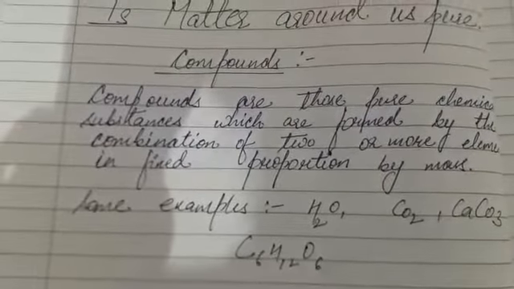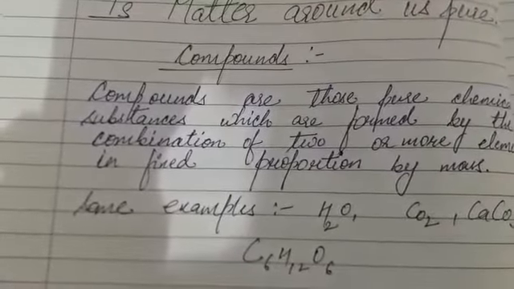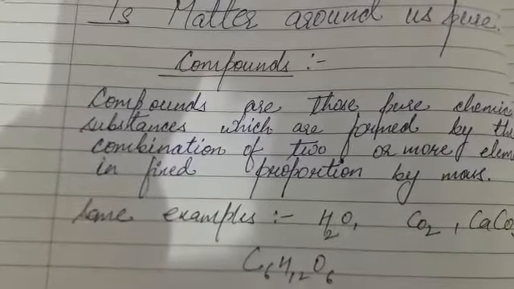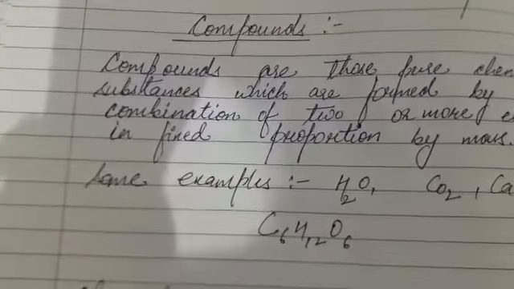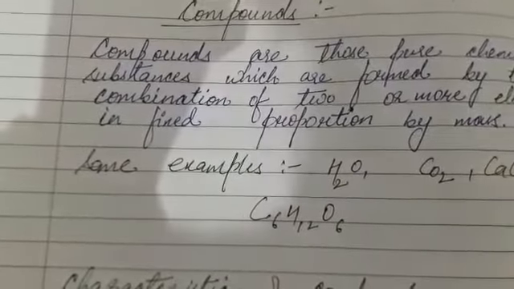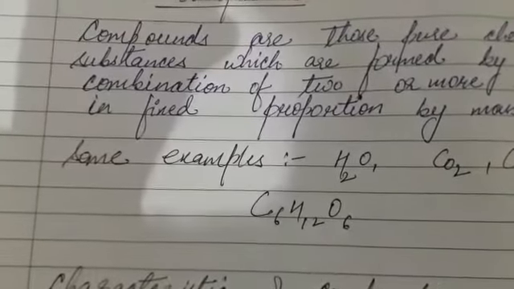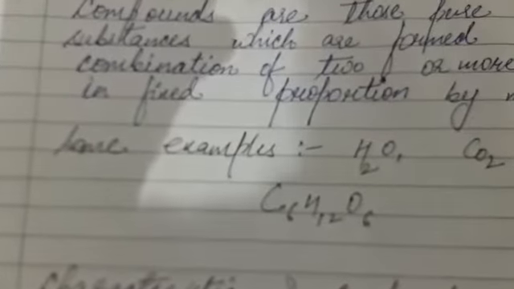They are made up of molecules, that is the repeating units, which are combined in a fixed ratio. For example, water is formed by the combination of hydrogen and oxygen in a fixed ratio. In a water molecule, two hydrogen atoms and one oxygen atom are chemically combined in a fixed proportion by mass.